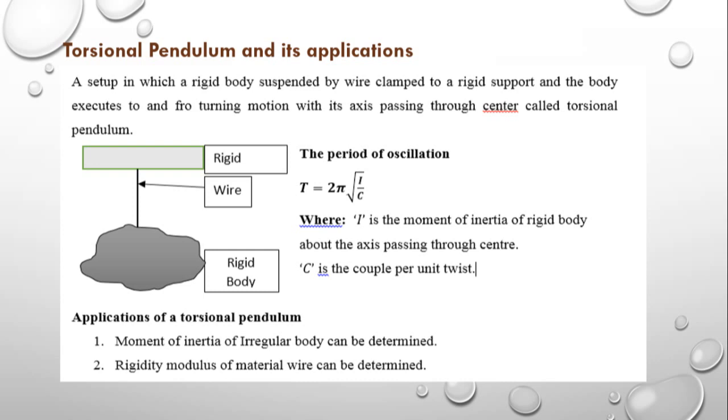Second, we can find the rigidity modulus of the wire material. So this will be the material wire which is subjected to torsional oscillations, whose rigidity modulus can be determined by forming this torsional pendulum arrangement. These are the two applications for which torsional pendulums are generally used.